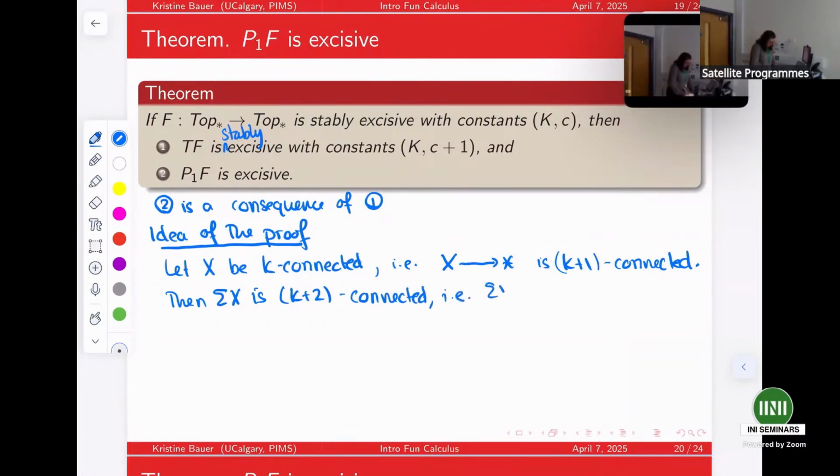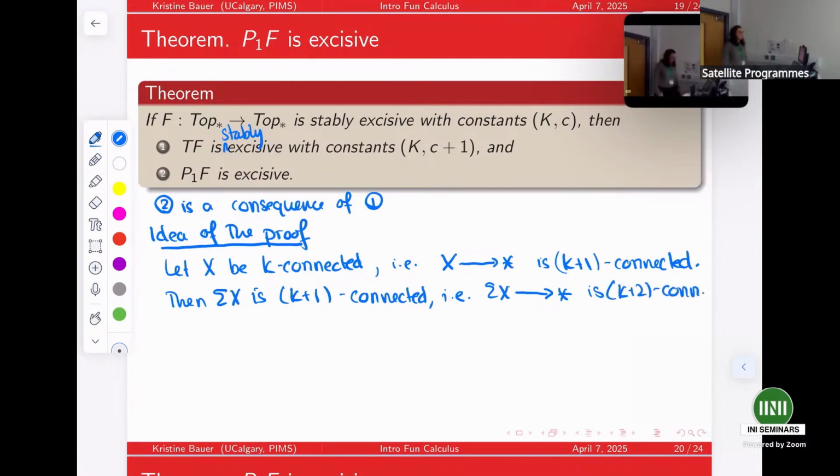So if I want to say that as a map, mostly because I kept losing track of my indices, this is going to be K plus, sorry, I only increased the connectivity by 1, and there you go, that's why I have to write it both times. This is K plus 2 connected. Okay, so the suspension increases the connectivity by 1. Great, okay.